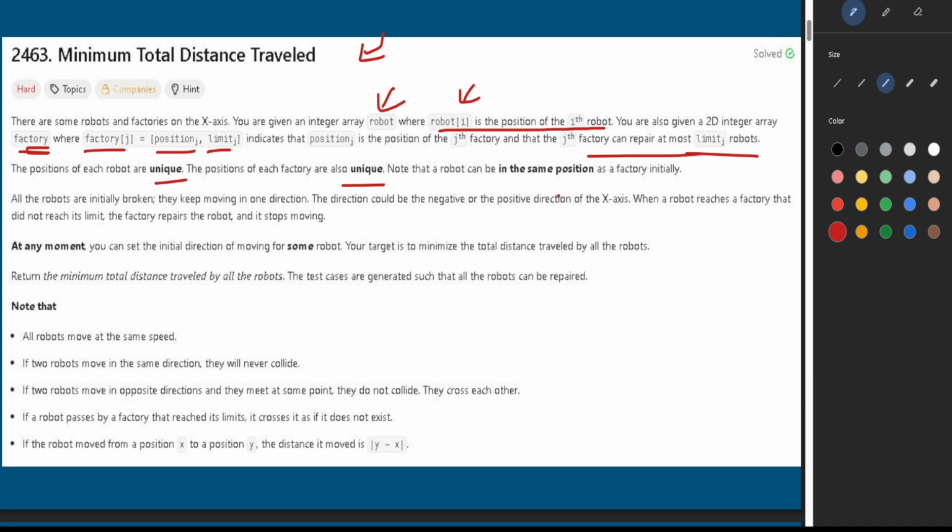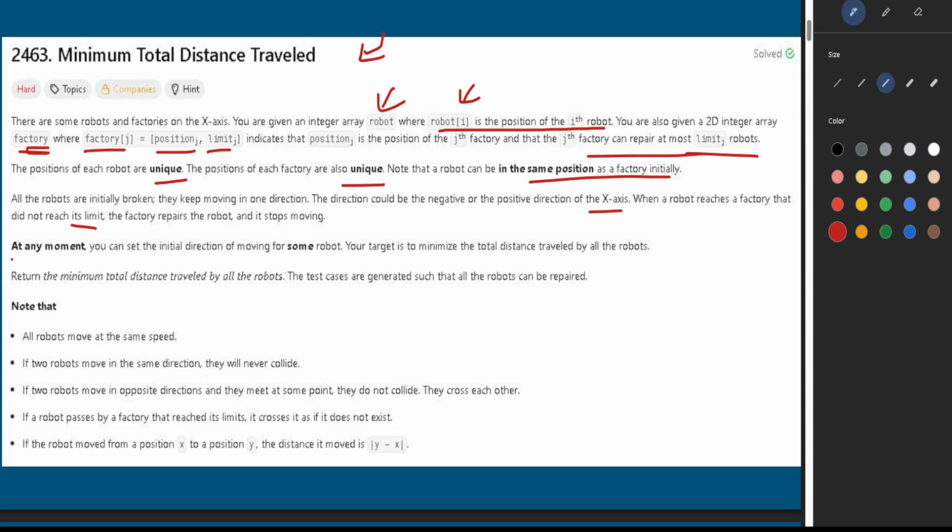Note that a robot can be in the same position as a factory initially. All the robots are initially broken and they keep moving in one direction. The direction can be negative or positive along the x-axis. When a robot reaches a factory that did not reach its limit, the factory repairs the robot and it stops moving. This is a very good point.